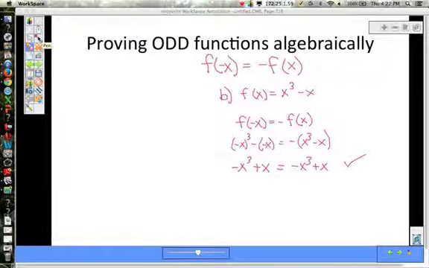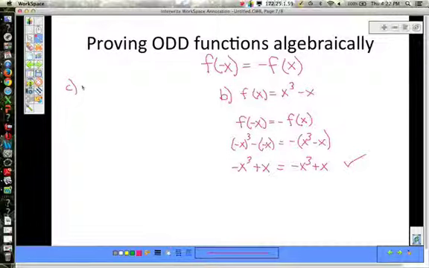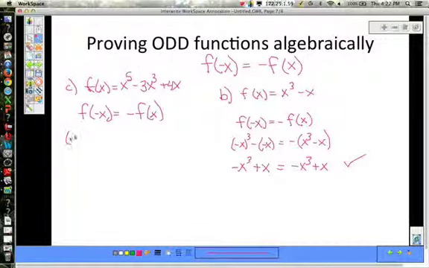Let's take a look at one more, letter C. We have f of x equals x to the 5th minus 3x cubed plus 4x, and we want to see if it's odd. So f of negative x equals the opposite of f of x. We plug in that negative x: negative x to the 5th minus 3 times negative x cubed plus 4 times negative x. Does that equal the opposite of our entire function here, negative x to the 5th plus 3x cubed minus 4x?